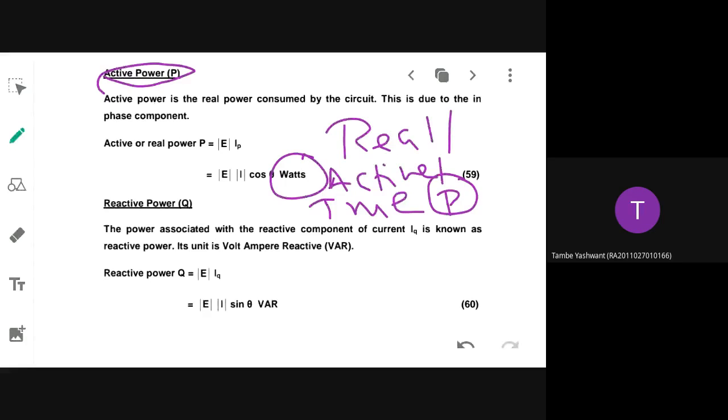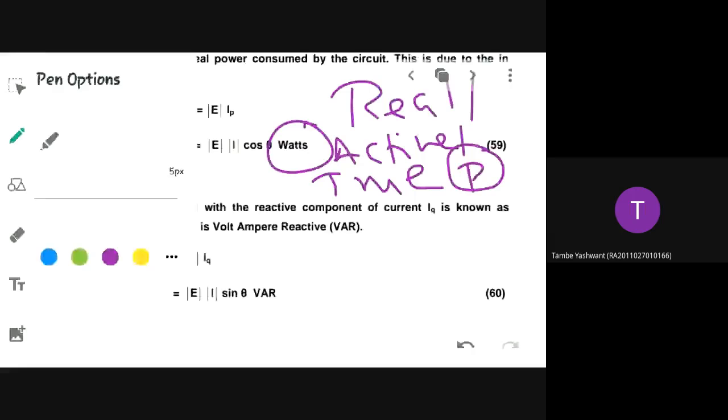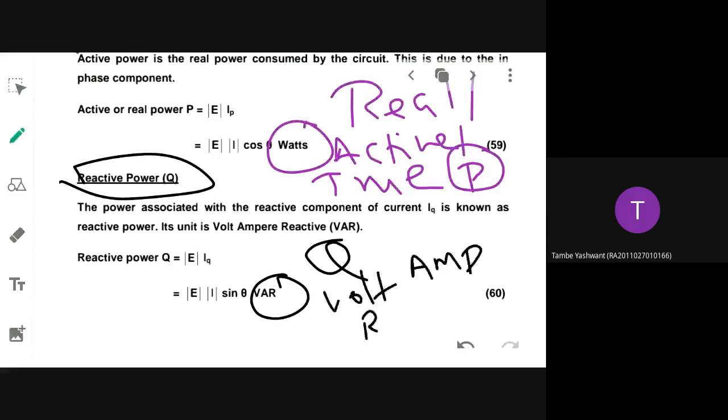Next power is reactive power. Reactive power is given by the notation Q and the unit is VAR. VAR means volt ampere reactive. That is your reactive component of the power.